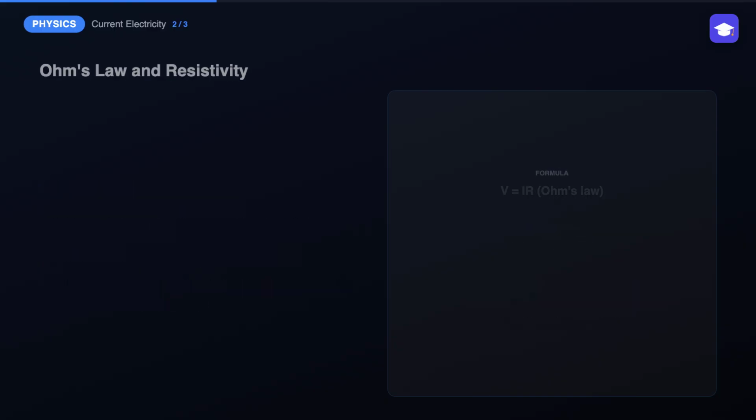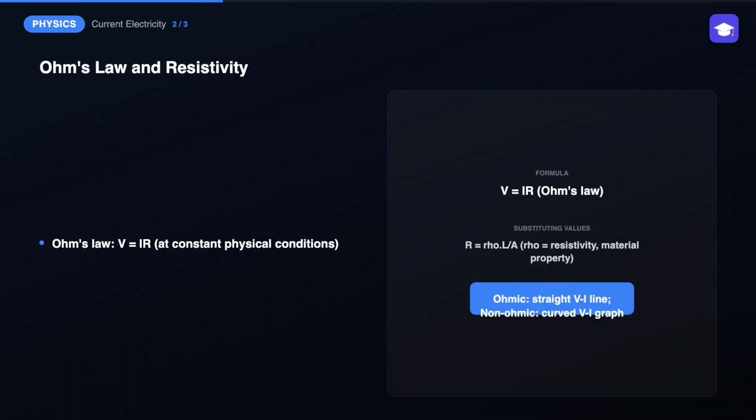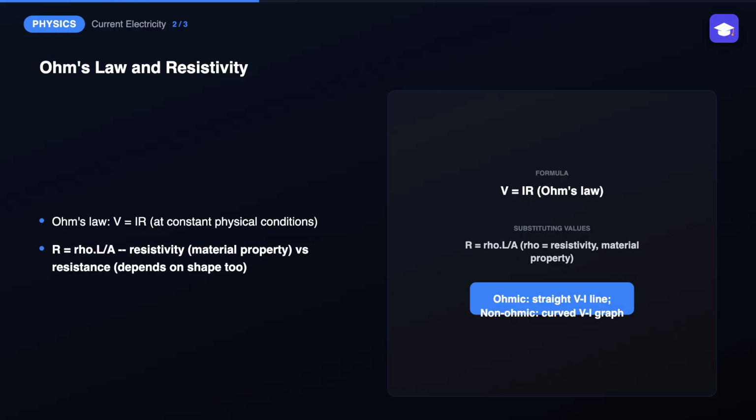electron. Ohm's law states that the current through a conductor is directly proportional to the potential difference across it, provided physical conditions like temperature remain constant, written as V equals I times R, where R is the resistance, a property depending on the material and the specific geometry, length and cross-sectional area, of that particular conductor.